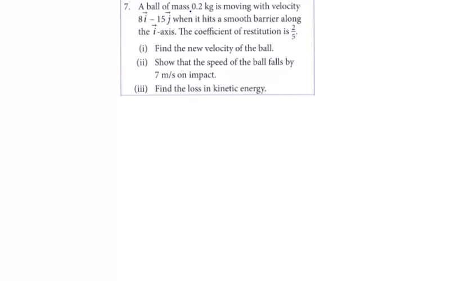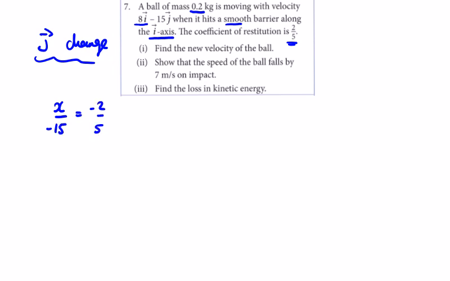In this question, the mass is 0.2 and we have a velocity 8i minus 15j, and it hits a smooth barrier along the i-axis, so no change in i, just the j change. And the coefficient of restitution is 2/5. So the new, which we'll call x, over the old, which is minus 15 in the j, is equal to minus e, so 5x is equal to 30. So x is equal to 6. So my new velocity is 8i plus 6j.